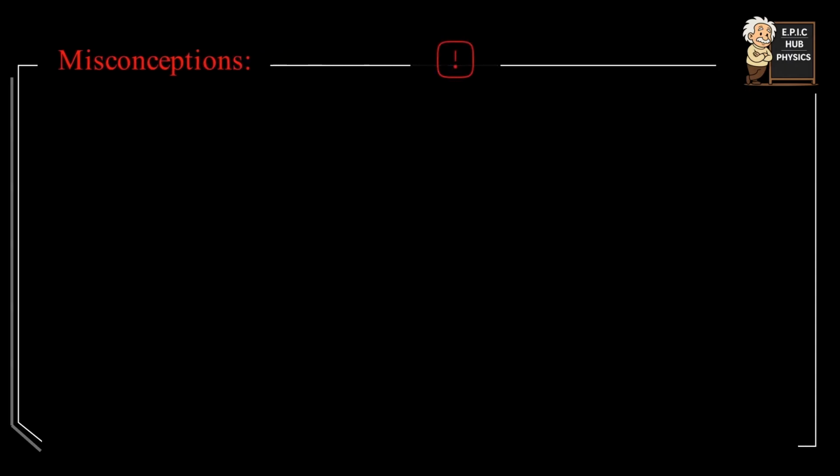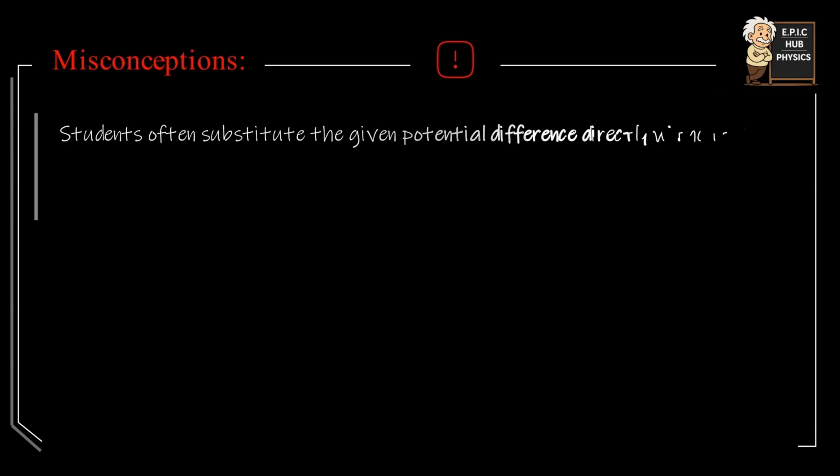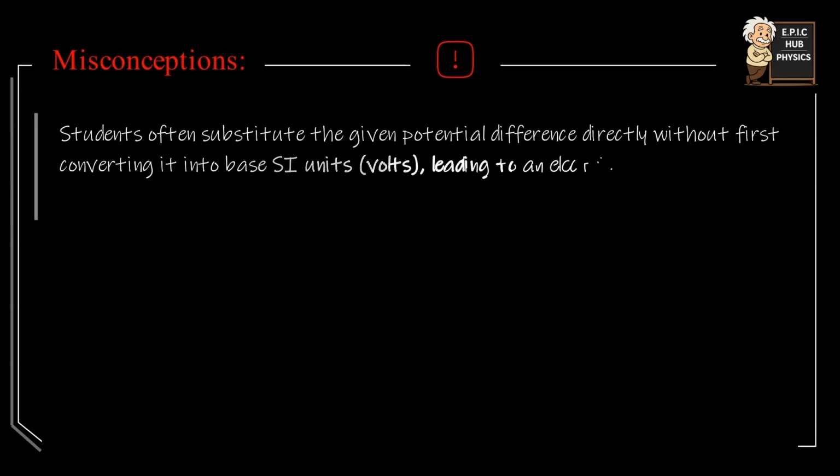Potential misconceptions to watch for. Students often substitute the potential difference directly without first converting megavolts into volts. This leads to an incorrect value for the electric field strength. Every quantity should be in SI units before substitution.